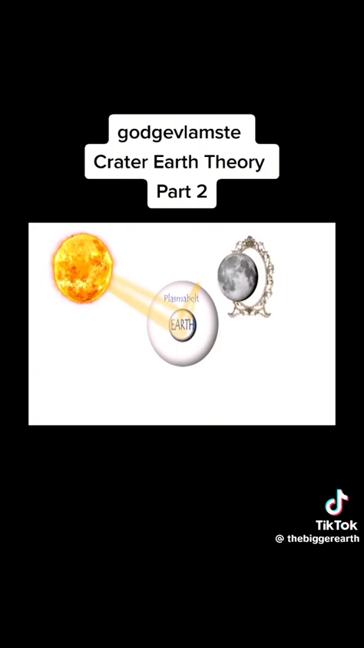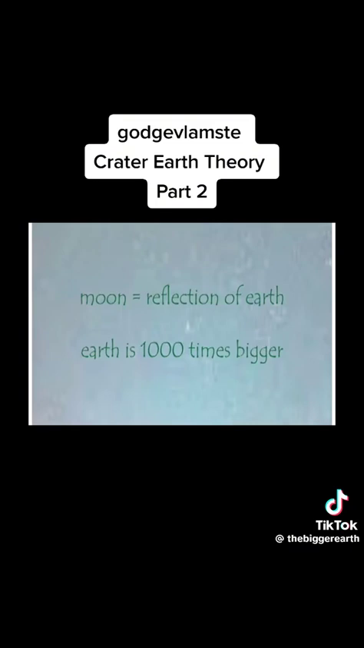What do you mean, the moon is the reflection of Earth? What do you mean, where are all the rivers and the forests? Yeah, but let's suggest that Earth is 1,000 times bigger than we are told. Then the moon is a reflection of a gigantic big Earth.